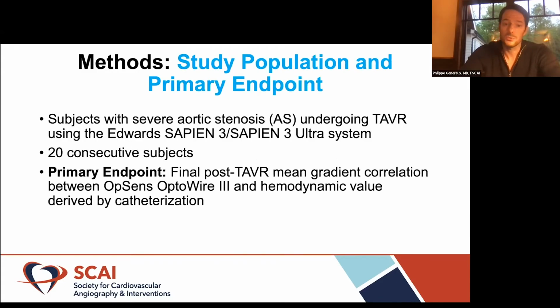The primary point was to compare the final post-TAVR mean gradient between the OptoWire 3 from OpSens and the hemodynamic value derived by two pigtail. The key here was to validate the algorithm, because we know the OpSens 014 wire is good to measure pressure. We know that, but we want to see if a new algorithm with a dedicated console for TAVR, or for structural heart as a matter of fact, will work.